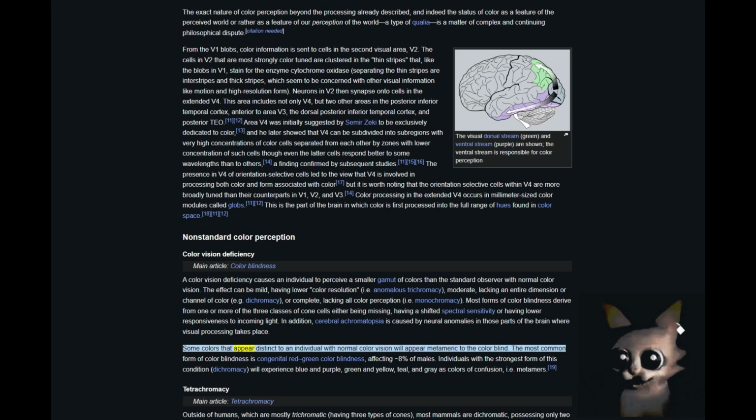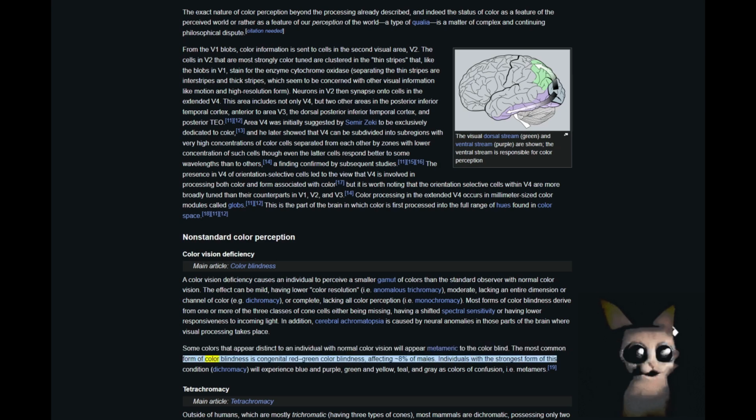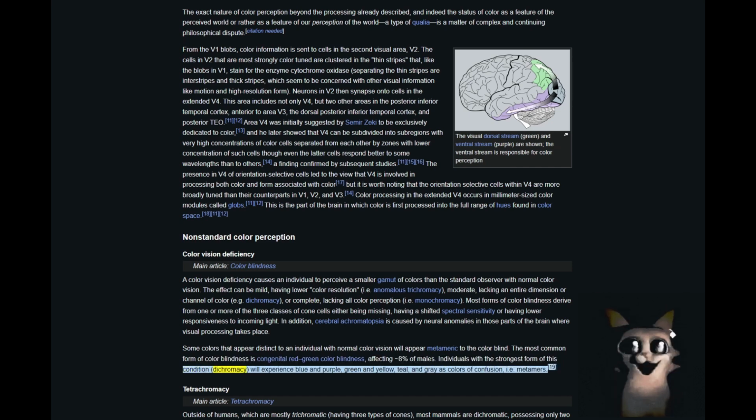In addition, cerebral achromatopsia is caused by neural anomalies in those parts of the brain where visual processing takes place. Some colors that appear distinct to an individual with normal color vision will appear metameric to the colorblind. The most common form of color blindness is congenital red-green color blindness, affecting 8% of males. Individuals with the strongest form of this condition, dichromacy, will experience blue and purple, green and yellow, teal, and gray as colors of confusion, i.e. metamers.